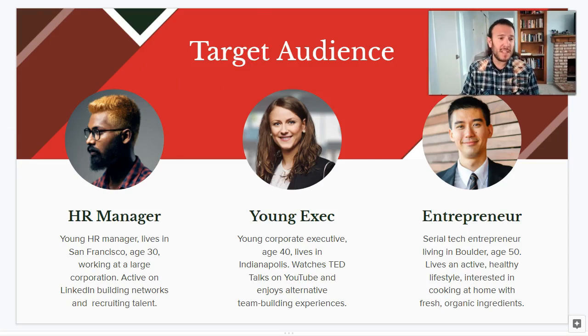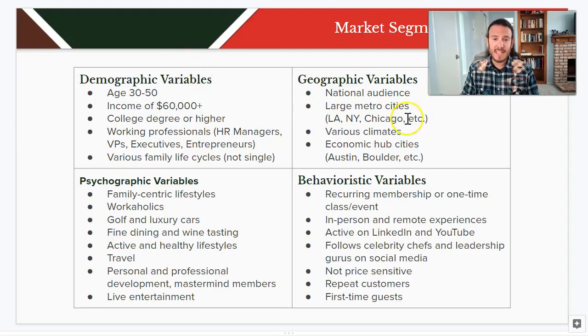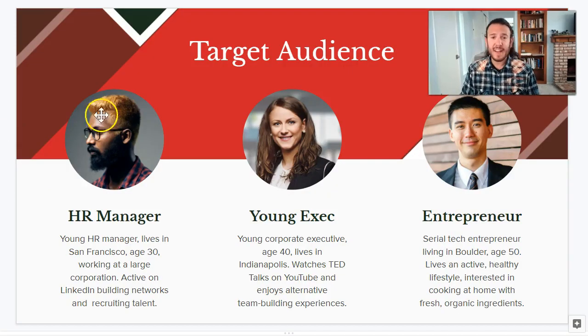So this is your responsibility. You will be creating this market segmentation analysis by addressing all of the variables and all of these quadrants, and then coming up with 3 target audience personas. So that's it. That's the market segmentation analysis, and this will slide in well with your social media marketing strategy.